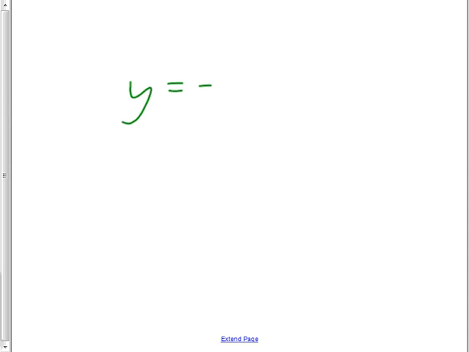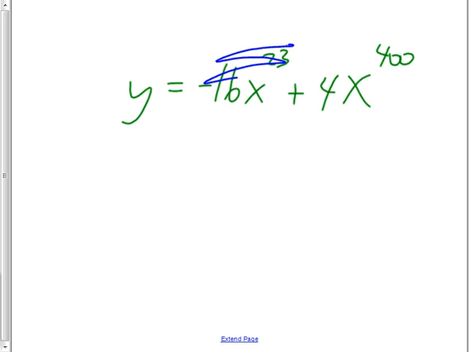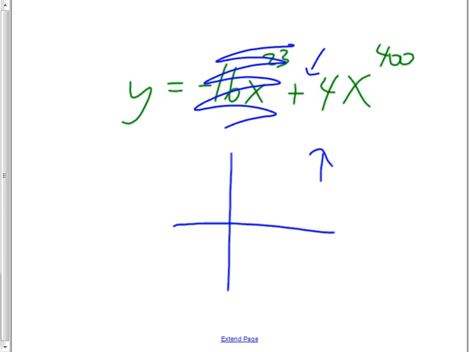I'll give you another one like that. y equals negative 16x to the 23rd plus 4x to the 400th. All it really matters is the one that's got the bigger degree, and therefore this one doesn't matter. And therefore it's positive, it has a happy ending, it's up on the right. Now how about on the left-hand side, do I know if it's up or down? I do. Do you? Because it's even, what are they?